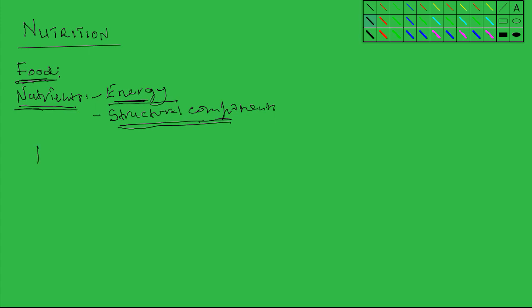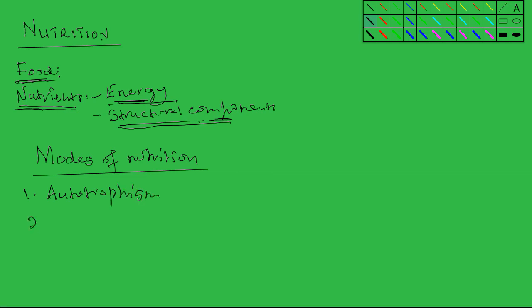Now, there are two different types of nutrition known as modes of nutrition. There are two modes of nutrition, and these are: one, autotrophism. And two, heterotrophism. You can start by distinguishing the two.